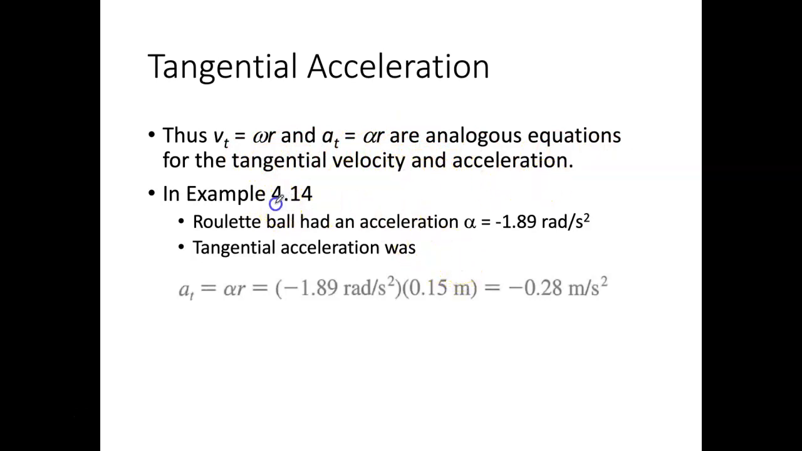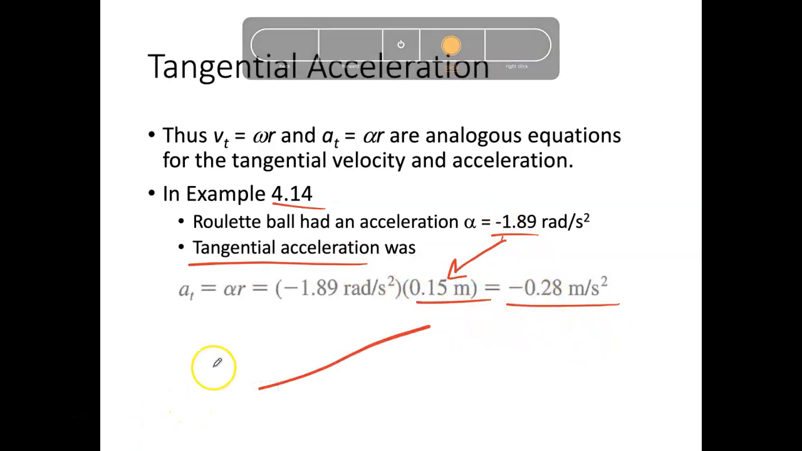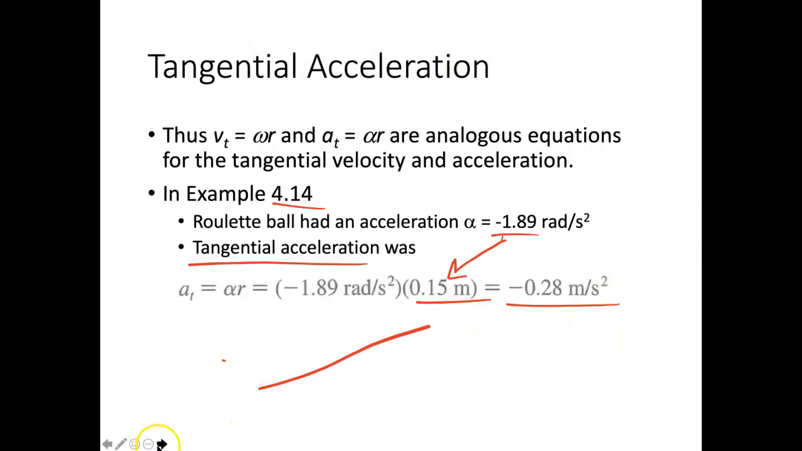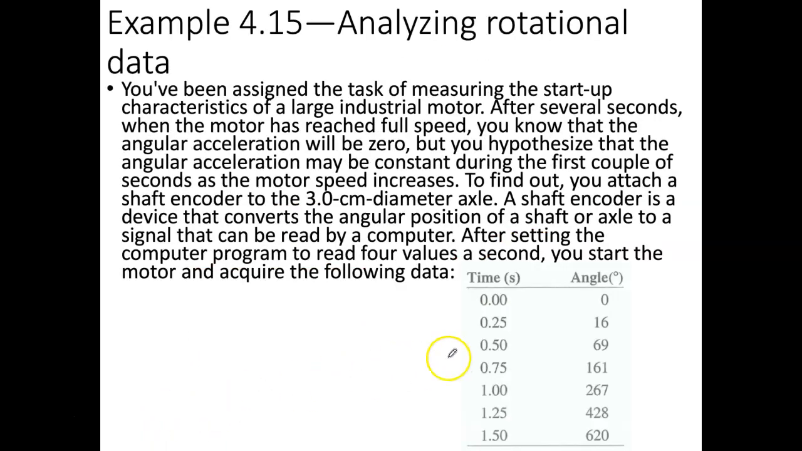So if we go back to example 4.14, we know that the angular acceleration was 1.89 radians per second squared. If I want to know what the tangential acceleration is, I just multiply the angular acceleration times the radius, and I get the linear acceleration. And that, I think, is the end of that one.